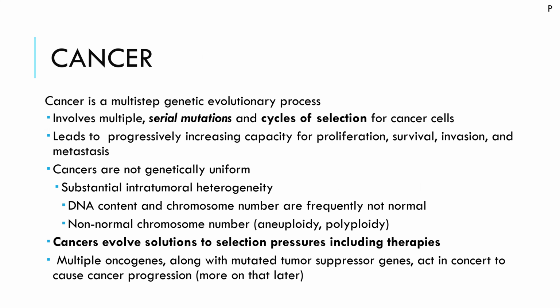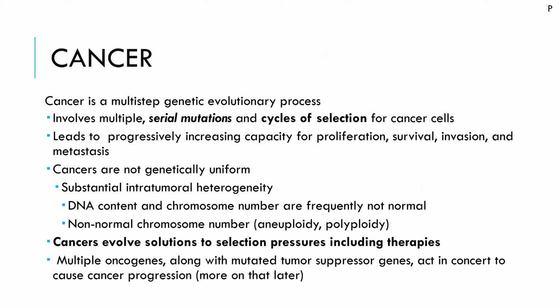What is cancer? Well, cancer is a multi-step genetic evolutionary process. It involves multiple serial mutations, that's the genetic component, and cycles of selection for specific cancer cells, that's the evolutionary process. These two combined, the serial mutations and the cycles of selection, lead to progressively increasing capacity for cell proliferation, survival, invasion, and metastases.